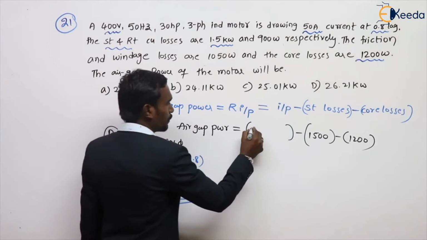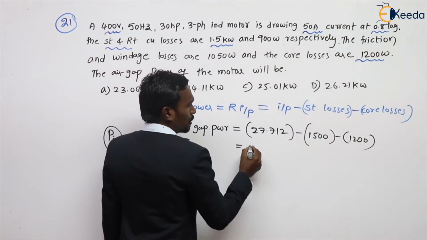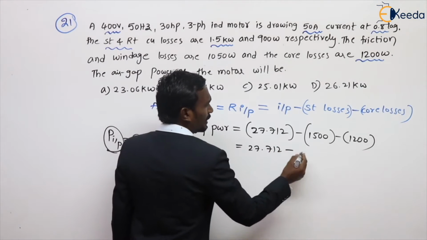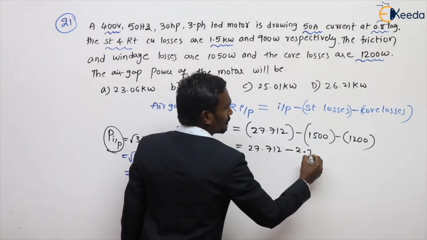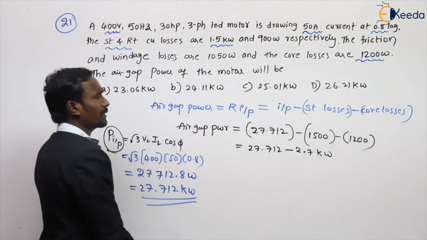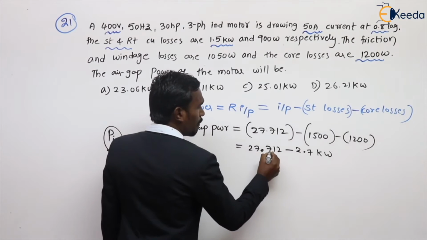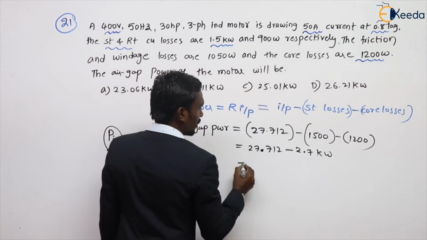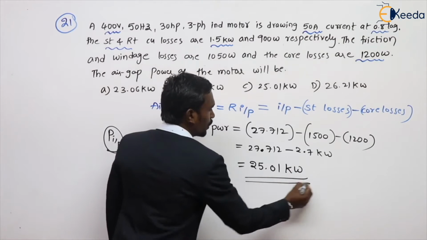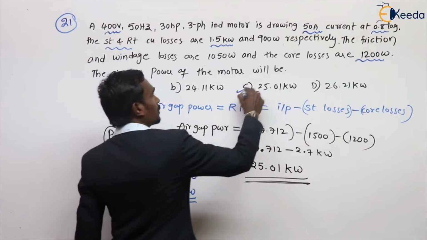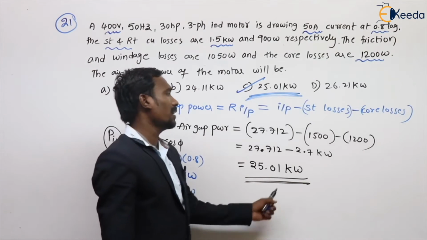So substitute this power input 27.712 kilowatts. So 27.712 minus 2.7 kilowatts. So tell me what is the answer finally? 27.7 minus 2.7, then the answer is 25.01 kilowatts. So option C is a 100% correct answer.